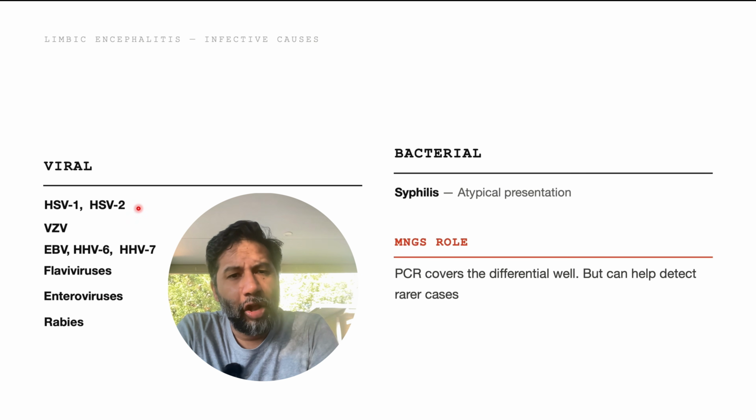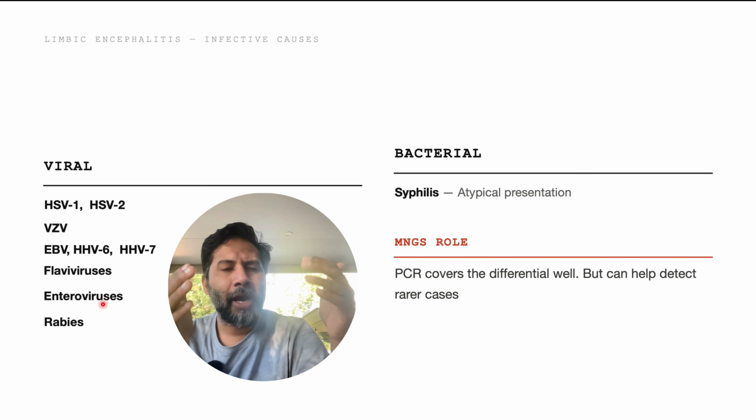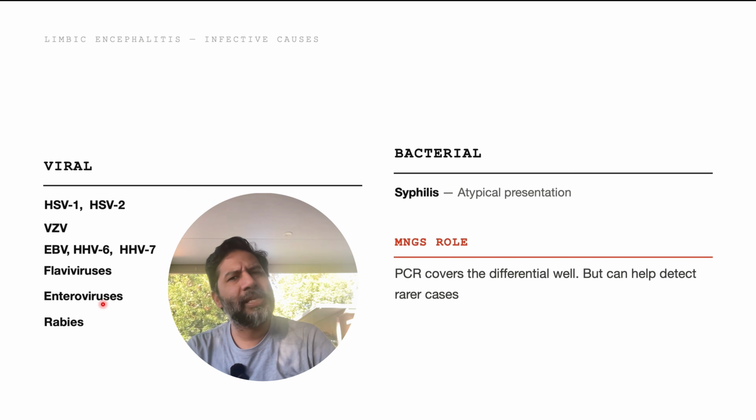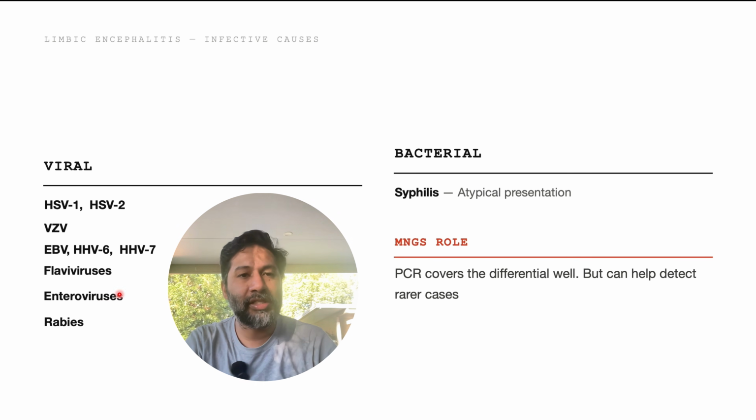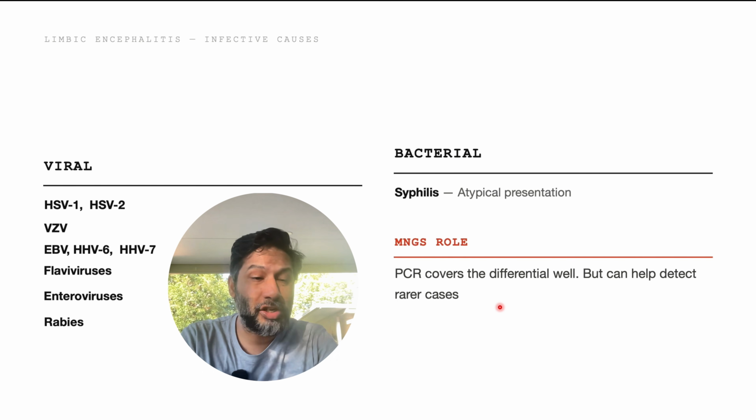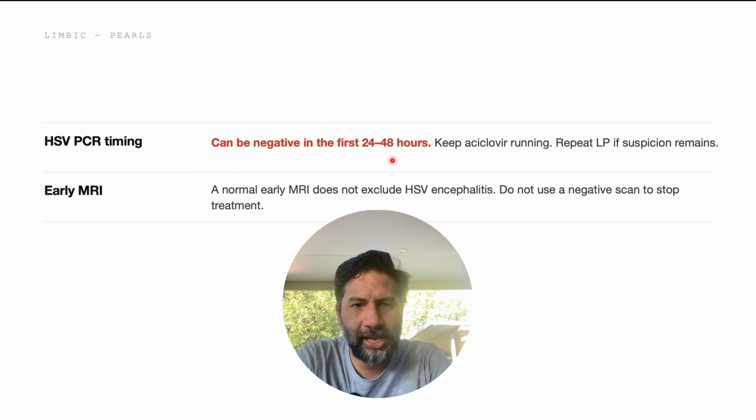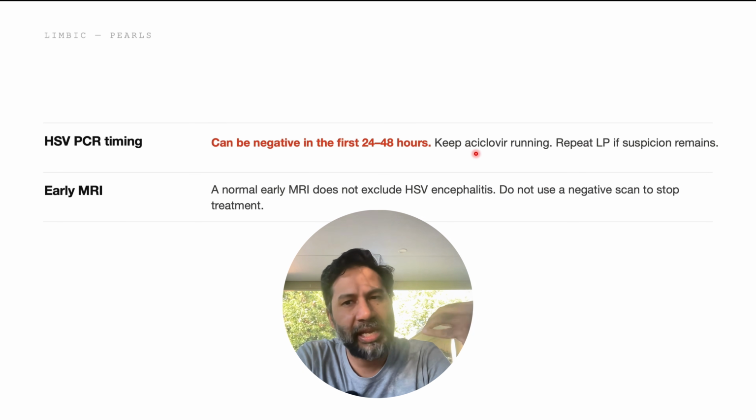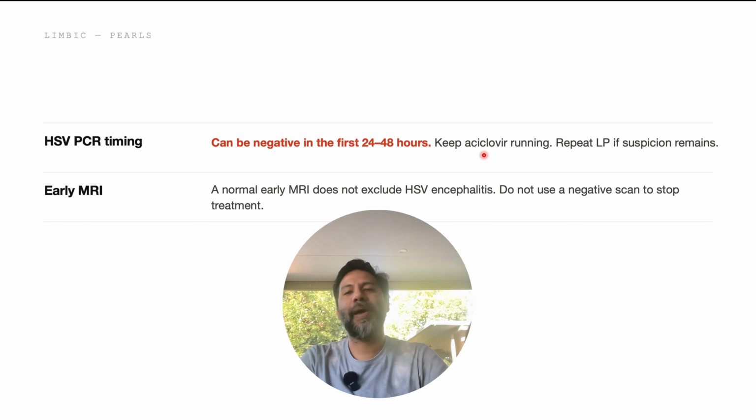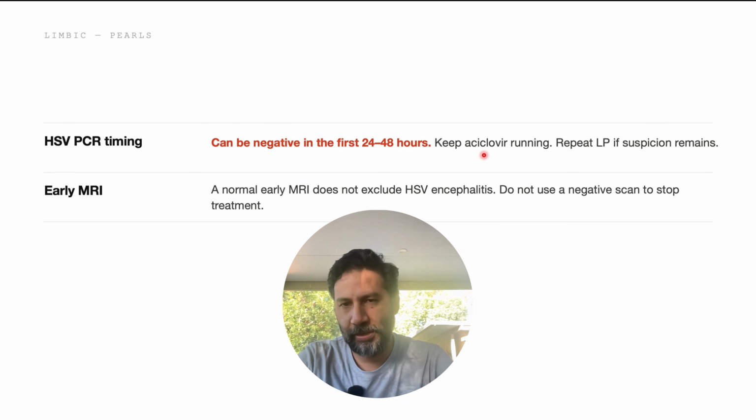But apart from that, a lot of this can be covered by an HSV enterovirus multiplex PCR. Not a BioFire, but a multiplex PCR. And by doing that and making sure that the right timing has occurred, we know that we've covered for most viral infections, and we can send off for syphilis as well. PCRs cover the differential well, but for rarer cases, sometimes we move to metagenomics as well. Timing is everything, and if you're suspicious, you keep that acyclovir going, okay? The risk benefit of keeping acyclovir running for 48 hours versus saving someone's life is obviously the benefit outweighs that. Don't exclude based on an early MRI as well.